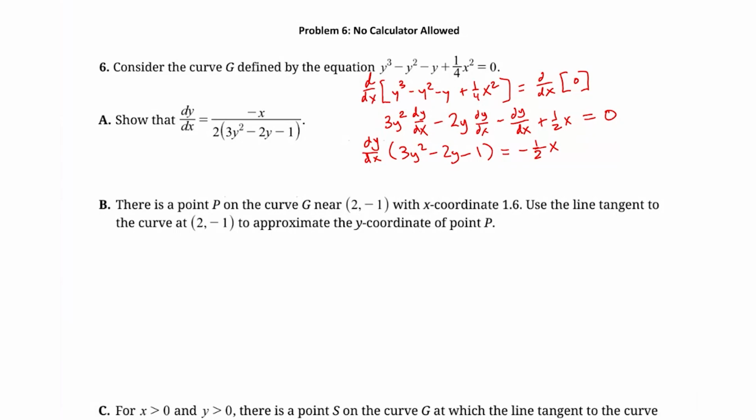So I'm actually going to write that as minus x over 2, just so that it looks a little bit more like the formatting on the problem. This right here is the same thing as negative 1/2 x, but I'm just going to rewrite it like that so it looks like what we're going for here. Lastly, we want to divide both sides by that quadratic expression in the parentheses to isolate the dy dx. It's going to be our last step here, and that's going to give us our answer. So we have dy dx equals negative x over 2 times 3y squared minus 2y minus 1.